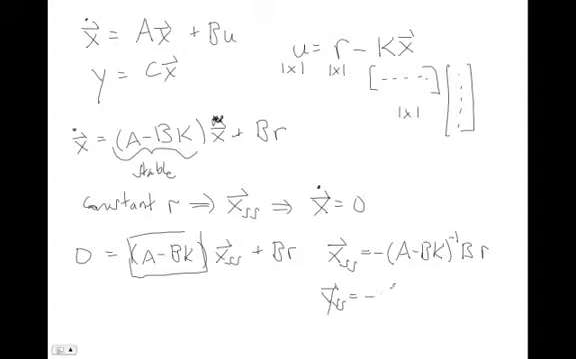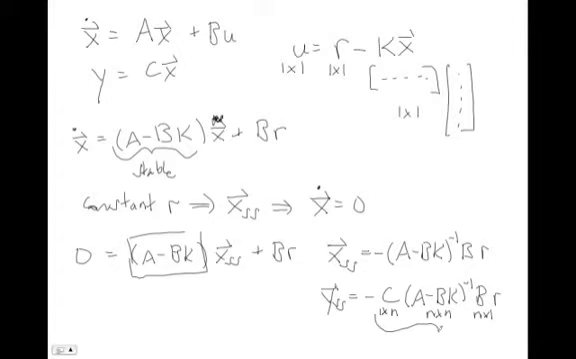So that simply equals minus C times (A minus BK) inverse times BR. So I now know the value that my Y will go to if I give it some R. It will go to R times this thing. And this thing is a 1 by 1 thing, because C is a 1 by n thing, this is an n by n thing, and this is an n by 1 thing.